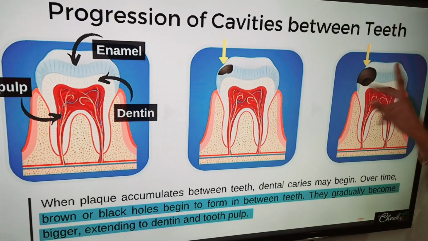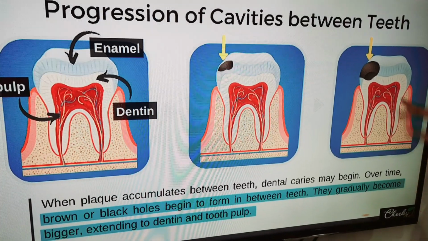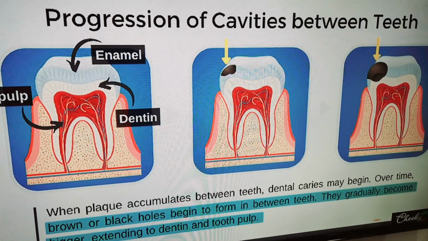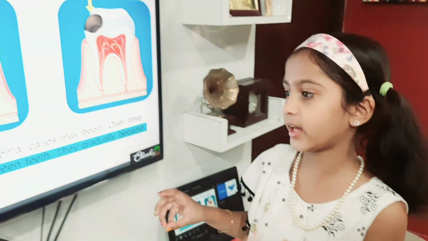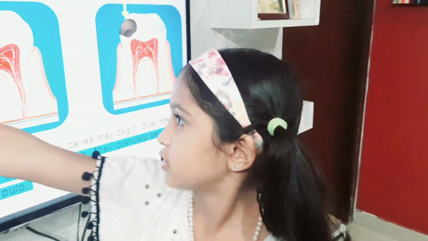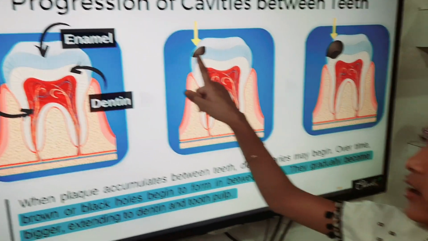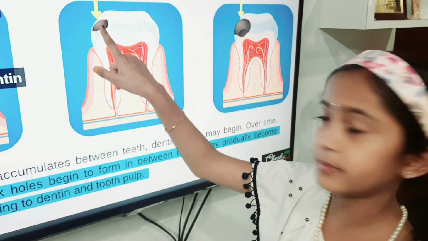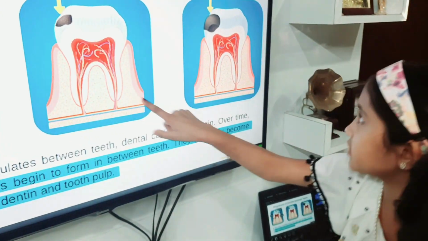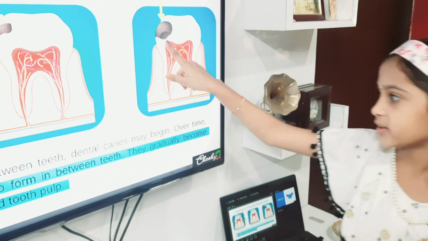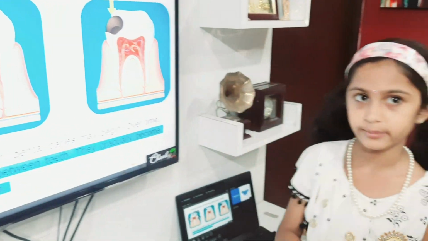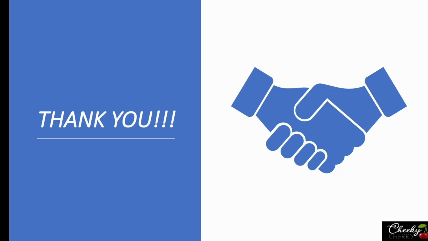Now this is what will happen. You'll get a small black or brown hole when the bacteria starts breaking into your enamel and dentine. First your tooth is like this. Then the bacteria starts working and it kind of breaks down the enamel and goes down to the dentine. And after it breaks down the dentine, it goes to the pulp, and that is horrible.